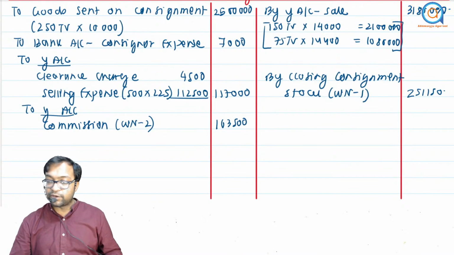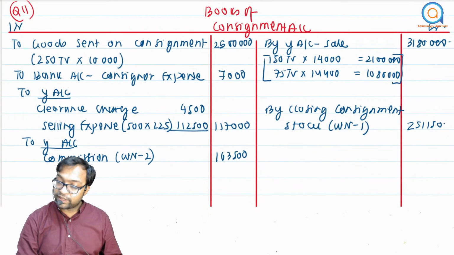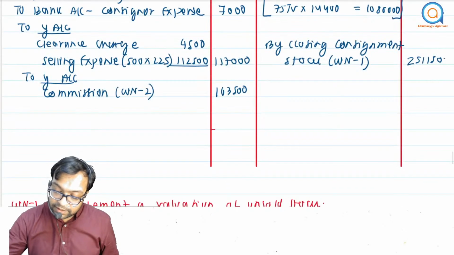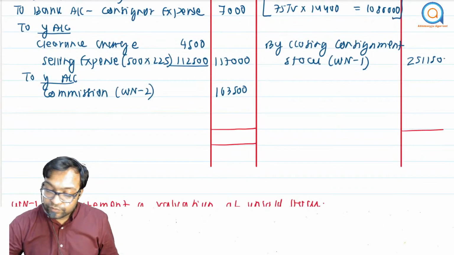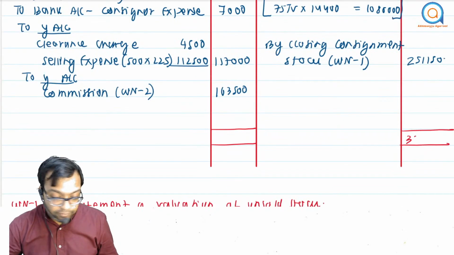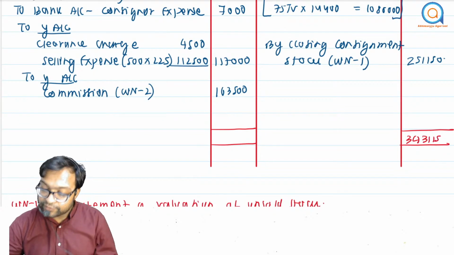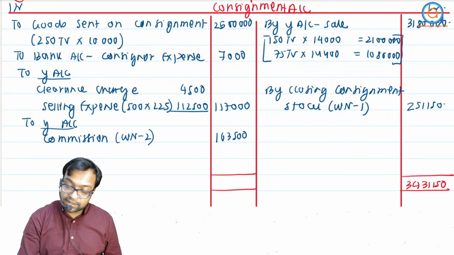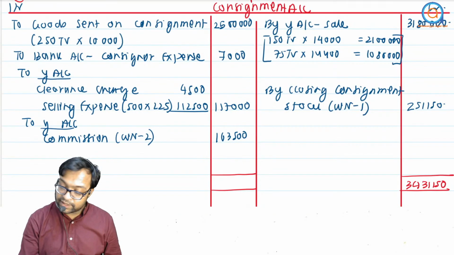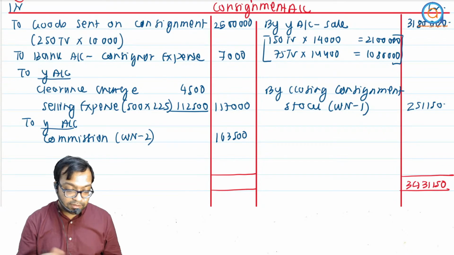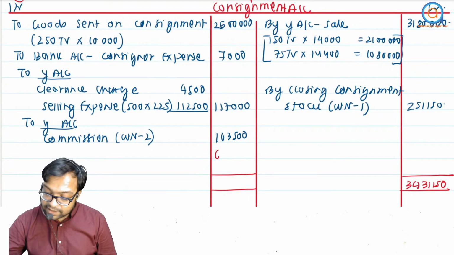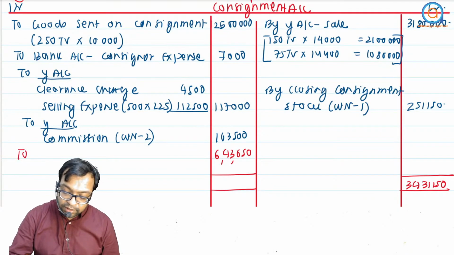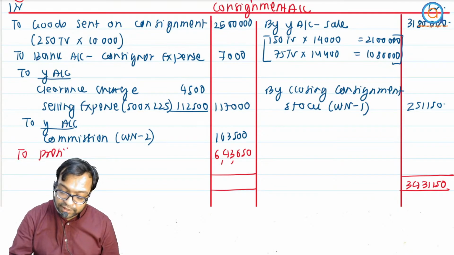So let's go and write now 163,500 in this commission. And you can get your profit or loss. 3180 plus 251,150. So I think the credit side total is 34,31,150. Now from here you deduct 25 lakh minus 7,000 minus 1,17,000 minus 163,500. It is 6,43,650. This is actually your profit, and this profit should be transferred to profit and loss account.